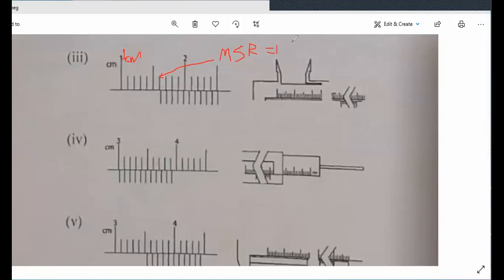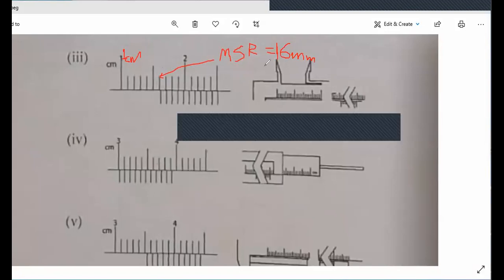So what is the main scale reading there? 16 millimeter. So please write: the main scale reading is 16 millimeter. You can take a screenshot after I have written everything.